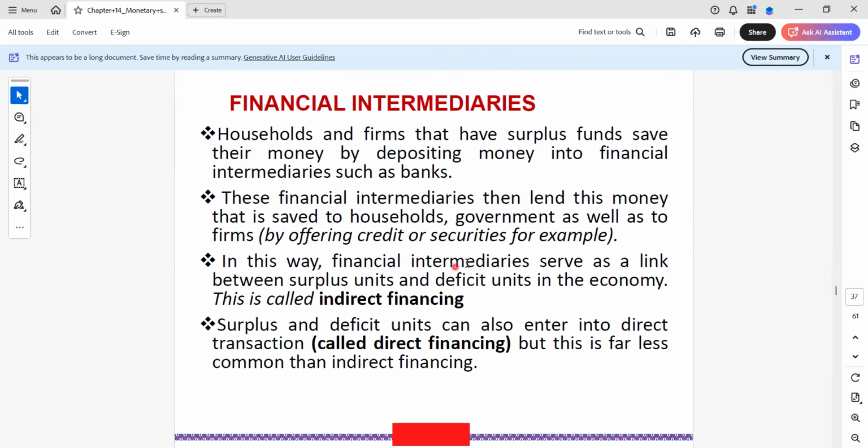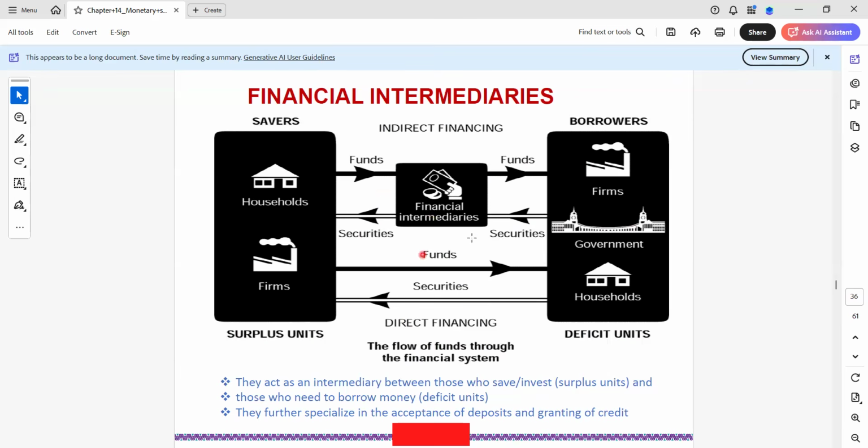In this way, financial intermediaries serve as a link between surplus units and deficit units in the economy. This is called indirect financing. So they're saying that now these financial intermediaries, they act as a link between what? Between these people here, the savers, those with surplus units, and those with what? Deficit units, right? The borrowers. And this is called indirect financing. So why are we calling it indirect financing? Because essentially these people here, they are being financed by what? By these people here, but indirectly because they get these funds from where?